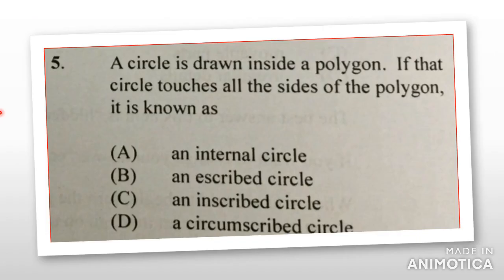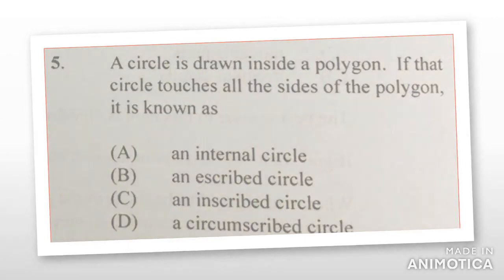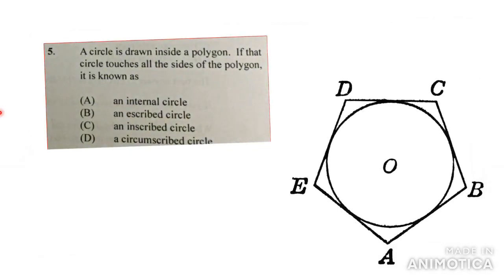They will meet smoothly. All right, a circle is drawn inside a polygon. If that circle touches all sides of the polygon, it is known as what? The circle is inside of the polygon, and the polygon is actually outside of the circle, so that means the circle would be inscribed. The circle would be inside, meaning inscribed, so that would be C. You can see right here the circle is actually inside the polygon. This is called a pentagon, which is a 5-sided figure.